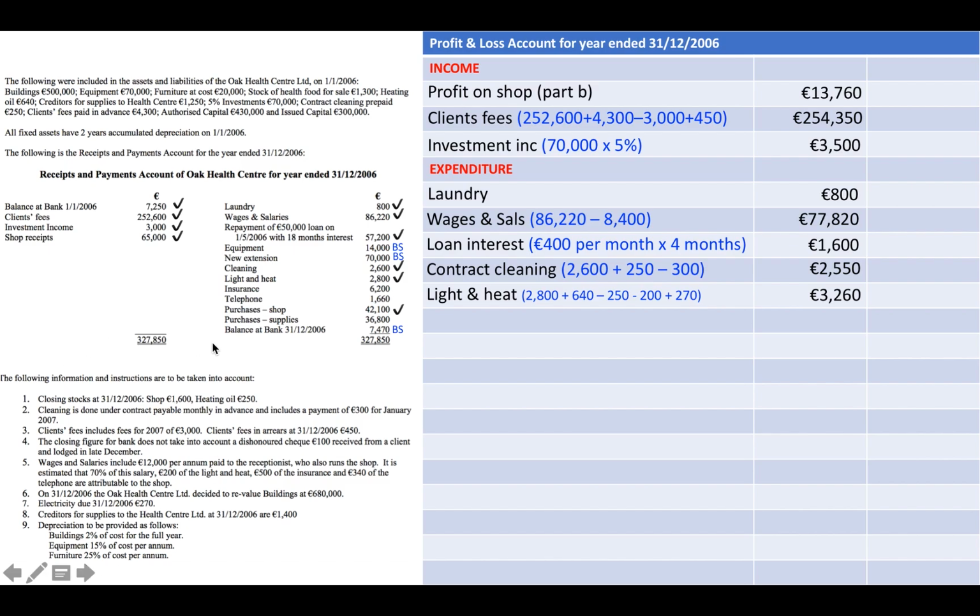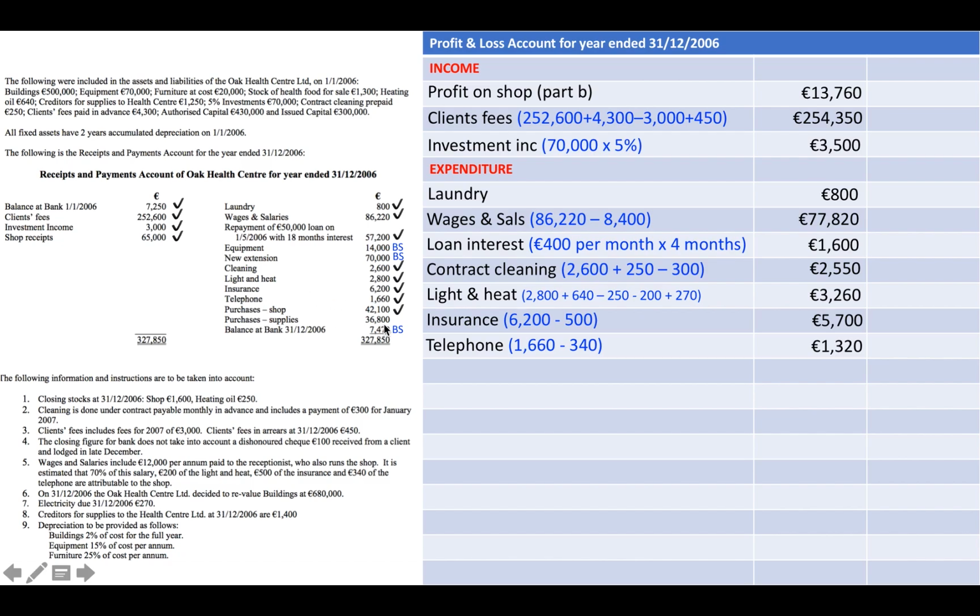Next, we have insurance. The only other note that we have on it, because we've scanned down through the question a few times now, is that 500 of the insurance went to the shop. So we minus 500 and we get 5,700. Next we have telephone. So again, it was only note 5 that affects the telephone. So 340 of the telephone is attributable to the shop. So 1660 minus 340 is €1,320.